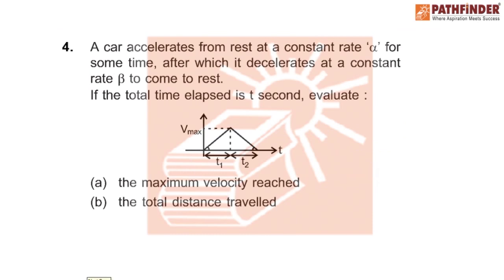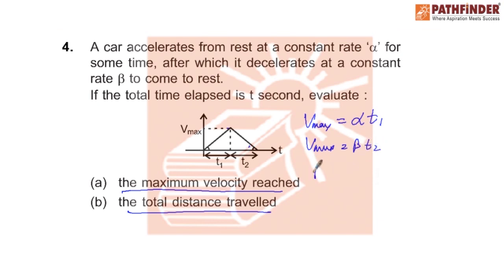Now here we have a problem where we have a car moving in a particular path, and we have to calculate the maximum velocity reached and the total distance traveled. The first part is the Vmax, where the rate of acceleration is alpha. So we know that Vmax, that is the velocity max, is alpha t1, and again Vmax is beta t2. So the total time taken, t1 plus t2, will be Vmax by alpha plus Vmax by beta.